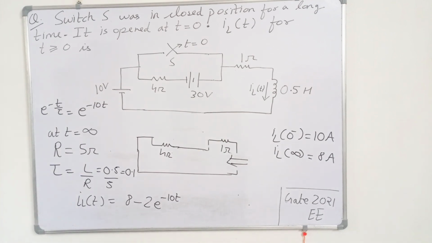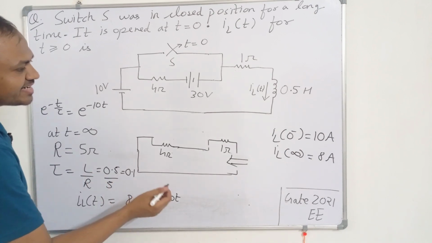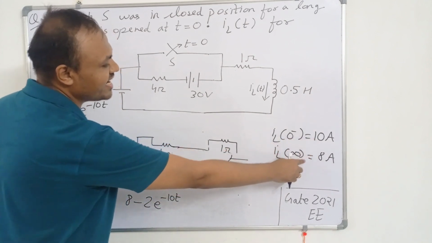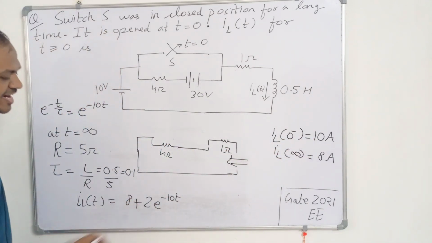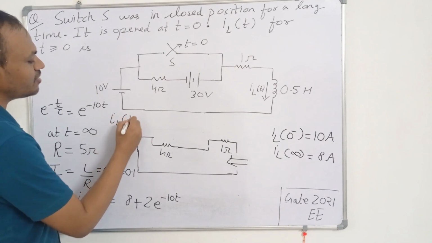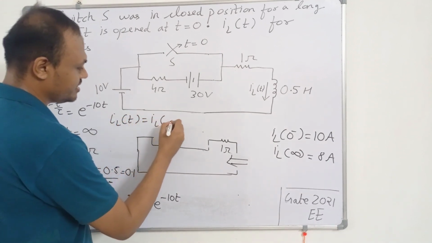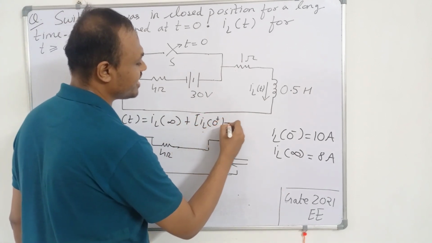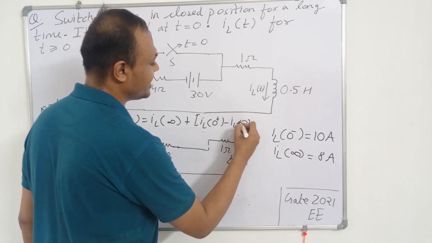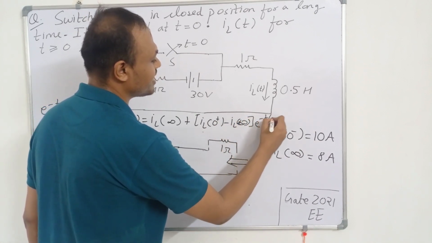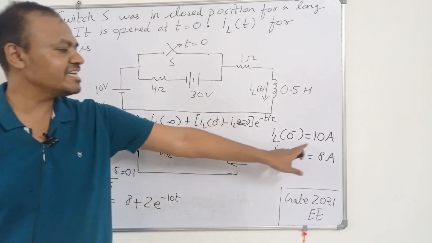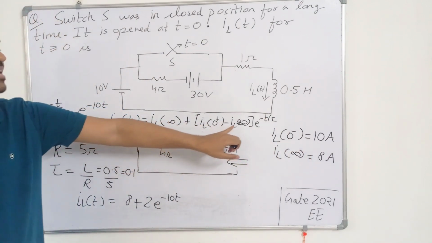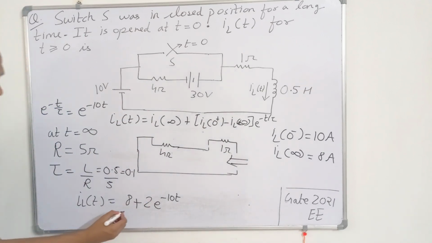Sorry, it is actually IL of infinity plus IL of 0 plus minus IL of infinity. So IL of 0 plus is equal to 10 and IL of infinity is 8. So this will be equal to 8 plus 2. The formula is IL of t is equal to IL of infinity plus IL of 0 plus minus IL of infinity into the exponential term e to the power minus t by tau. So IL of 0 plus is 10, minus 8, so it will be equal to plus 2. So 8 plus 2 e to the power minus 10t. This is the answer. Thank you.